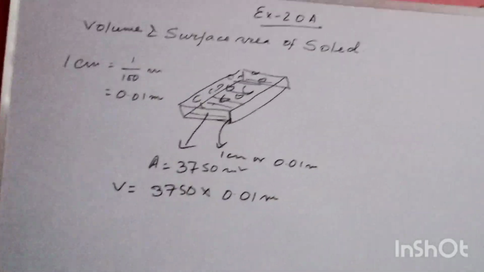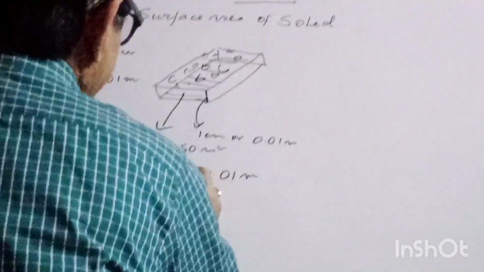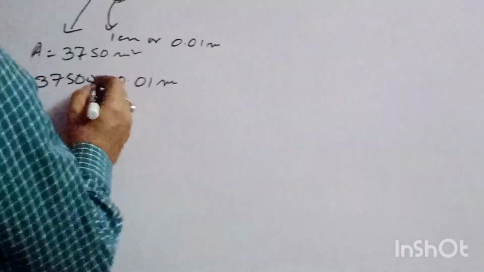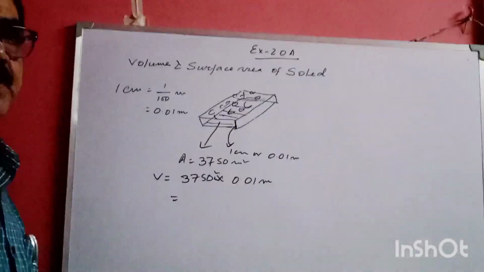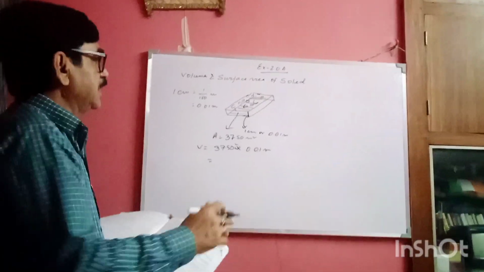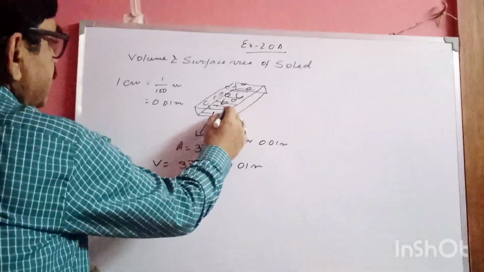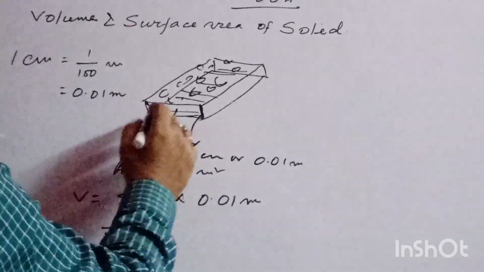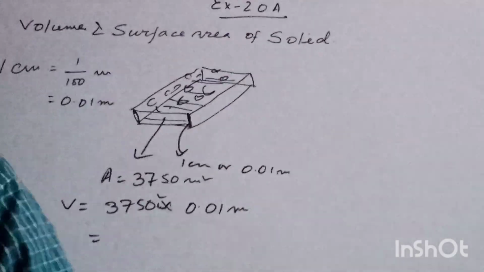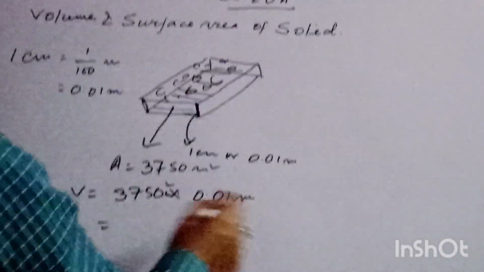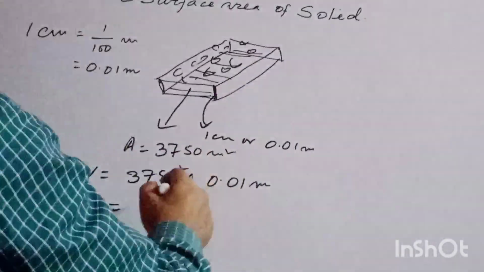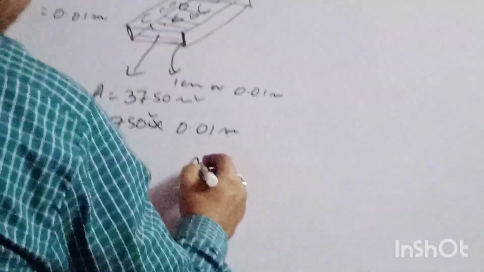Then it is 3750 meter square into meter. We can simplify this, and we will get the volume of this courtyard after dropping the pebbles. After dropping the pebbles, this height will be raised. This height is 1 centimeter or 0.01 meter. If we multiply the surface area into height, then the unit will be cubic meter.